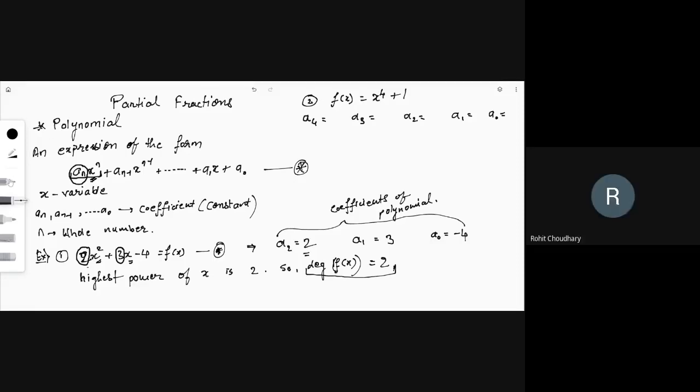What is A4? A4 is the number. A4 is 4, A3 is 0, A2 is 0, and A1 is also 0. What is A4? Sir, 1. A4 is 4. Sir, 4. A4 is 1. So it's 1. Just a minute, Smriti, how is A4 equal to 4?